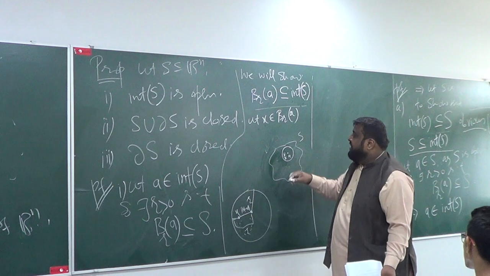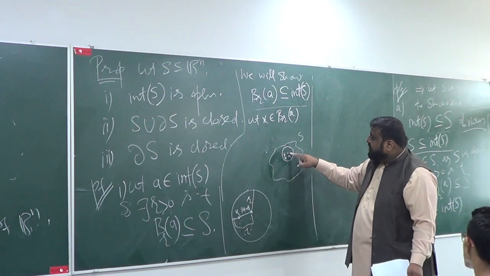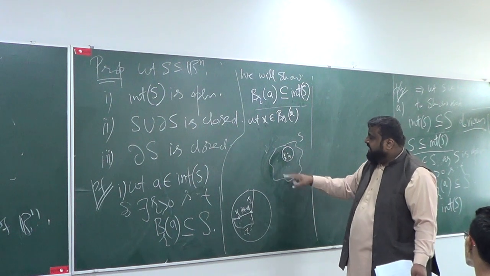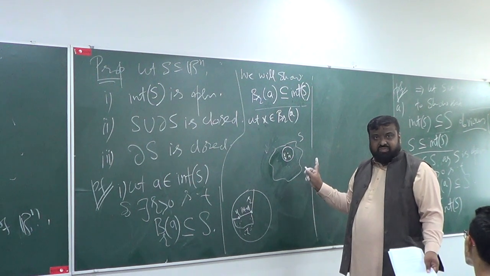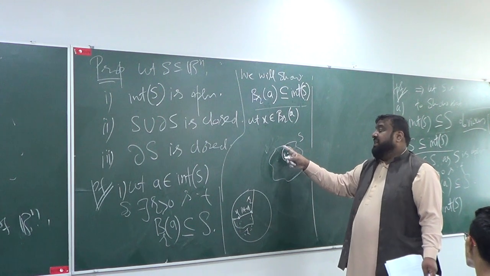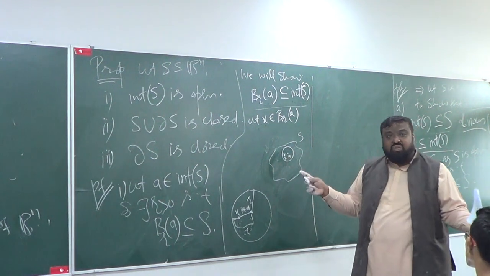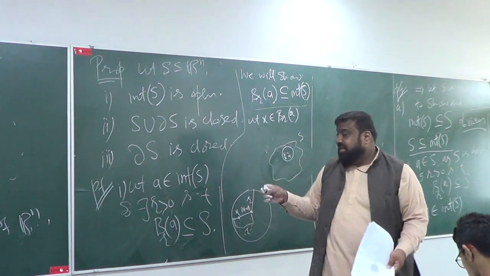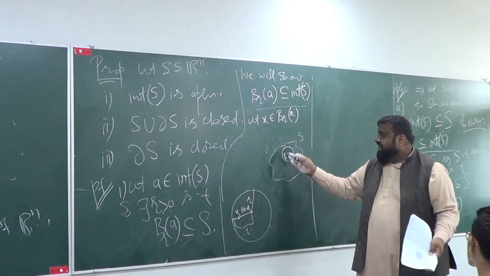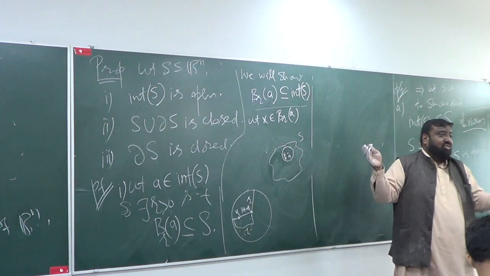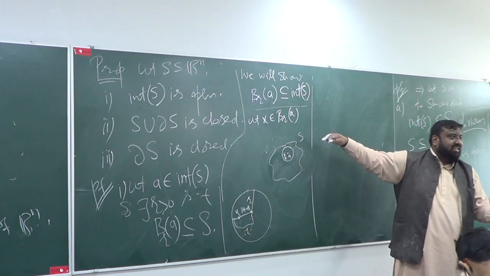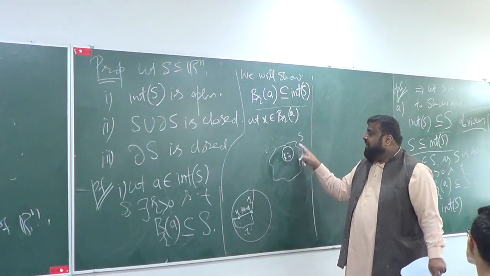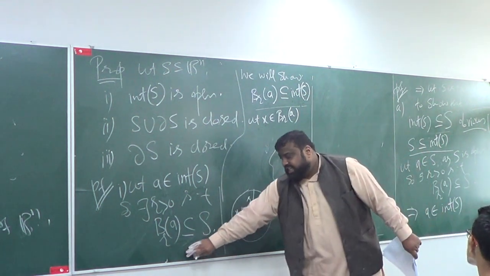So I took a point, drew a ball, and this ball is contained in S. Maybe S contains its boundary, I don't know, and maybe this ball can hit the boundary. I don't know whether it's near the boundary or hitting it or not. Anyway, the ball around A is a subset of S. That's what this picture is telling me.